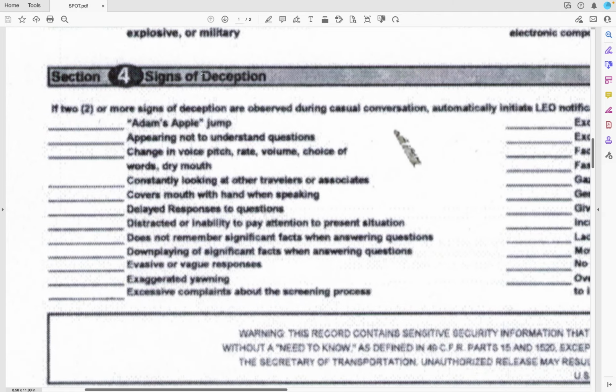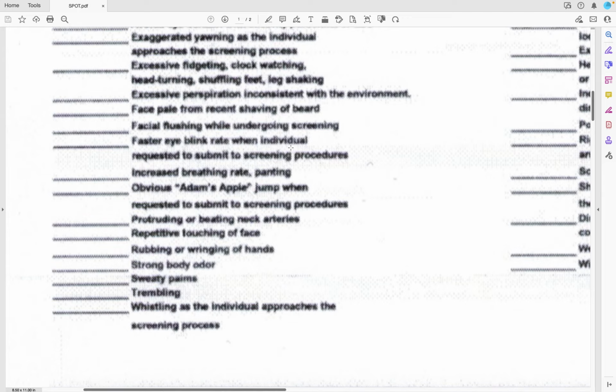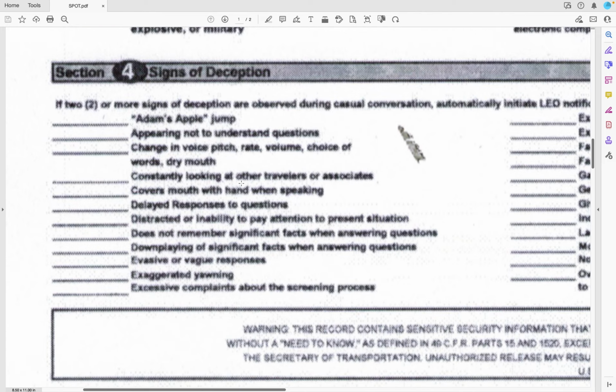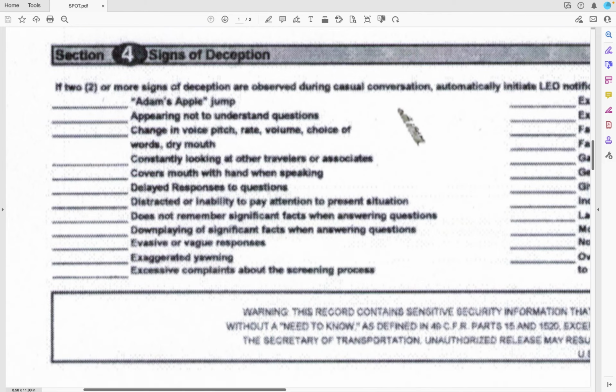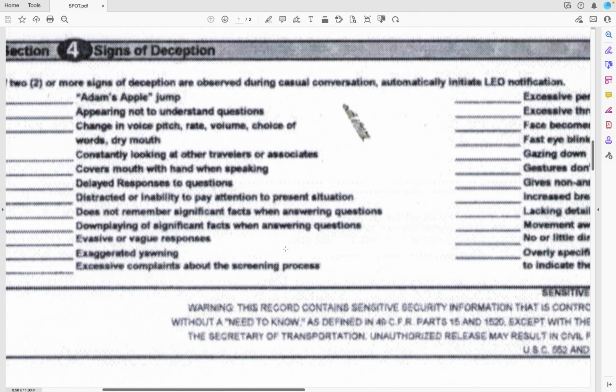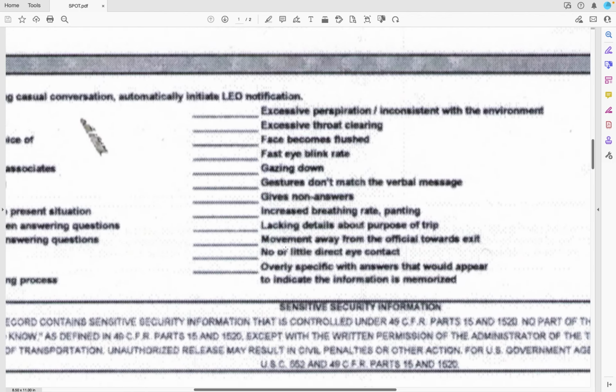And then there are more specific signs of deception. Some of them overlap with the stress factor. Stress and deception, I guess, look the same. But once again, if your Adam's apple is jumping around, if your voice is changing pitch, that's a bad sign. If you cover your mouth and speak through your hand, if you take too long answering questions, then that's bad. If you give vague responses, if you yawn a lot, you might be tired, but if you exaggerate it, then it becomes a sign of deception.